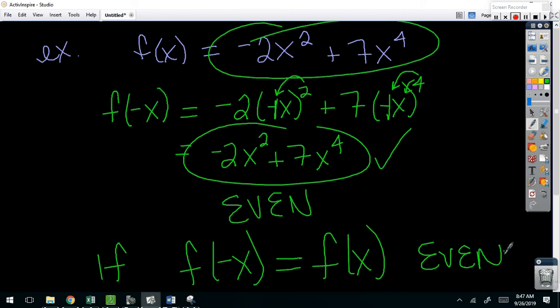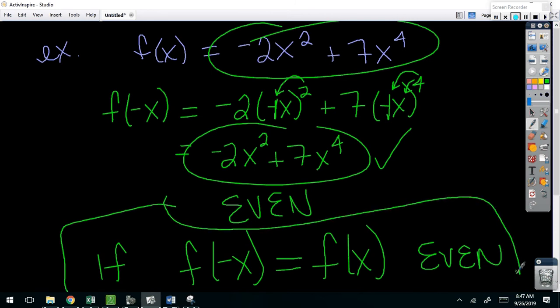Graphically, what does an even function look like? Symmetrical where? The y-axis. The y-axis cuts it in half. Good job. Algebraically, to prove or justify or verify or show, if I do f of negative x and I get what I started with, then that tells me it's an even function. Okay? Got it? All right, let's do odd.